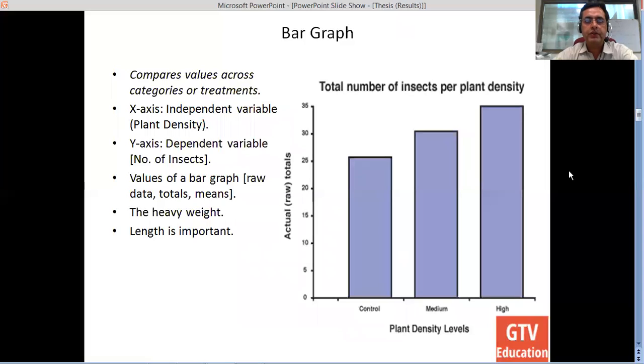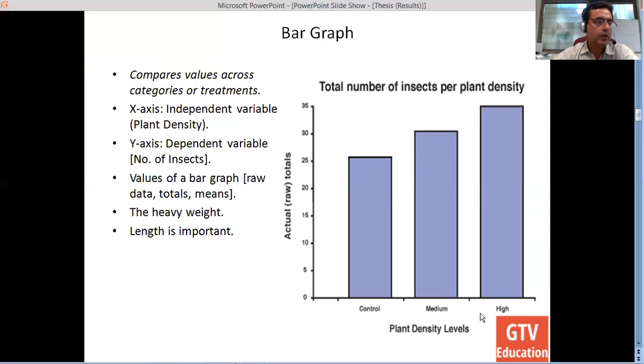So a bar graph, okay. What is the bar graph used for? It compares values across categories of treatments. For instance, this particular experiment that I have taken from the internet shows the total number of insects per plant density. There are three types of plant density. One is control, one is medium, and one plant density is high. Okay. So along the x-axis, the independent variable is plant density.